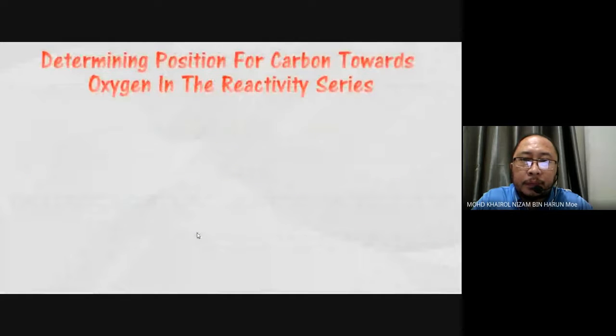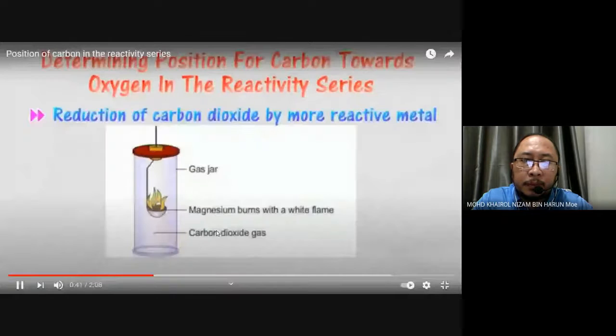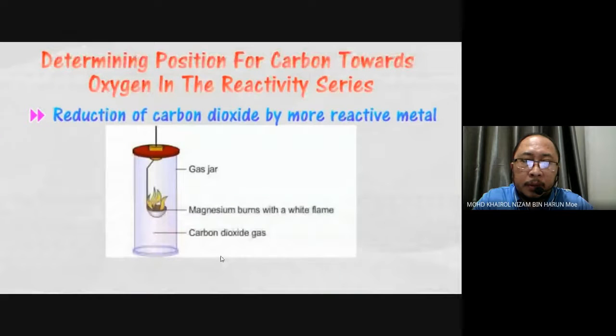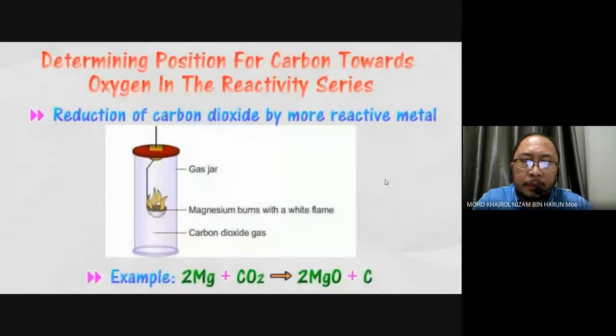The position of carbon in the reactivity series can be determined by reduction of carbon dioxide by a more reactive metal. In this reaction, a strip of burning metal is put in jars filled with carbon dioxide gas. If the metal is more reactive than carbon, it remains lit with a bright flame, producing black fragments and white powder. If carbon is more reactive than the metal, no reaction occurs.